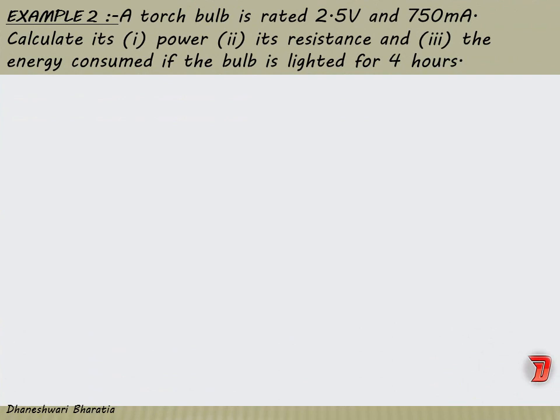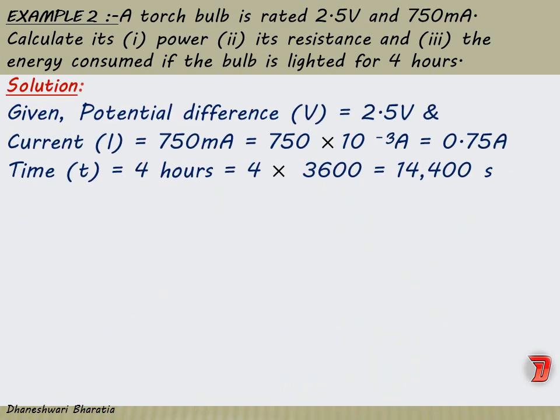A torch bulb is rated 2.5 volt and 750 milliampere. Calculate the power P, resistance R, and the energy consumed if the bulb is lighted for 4 hours. Right? Now such type of questions are frequently asked. Let us see the given terms. Current is given in milliampere, which has to be converted into ampere. You should remember how much 1 milliampere is, how much 1 microampere is, and then accordingly you have to convert. Right? Now time t is given in hours, so we will convert it into seconds. Are you getting my point?